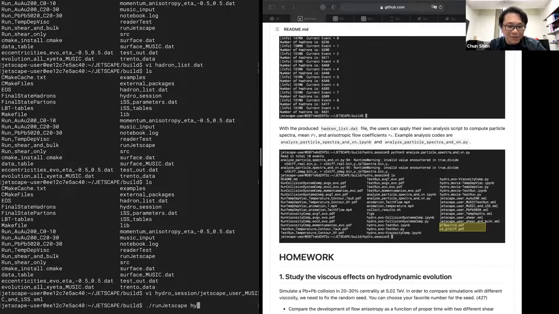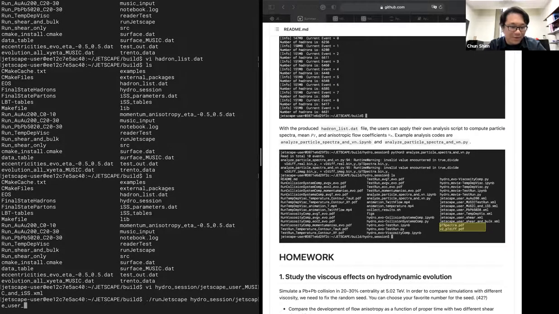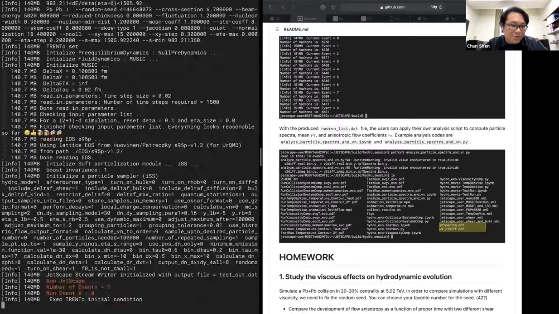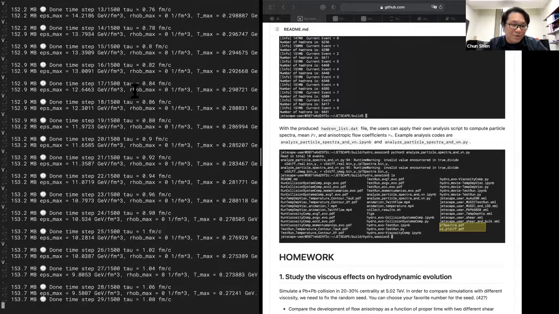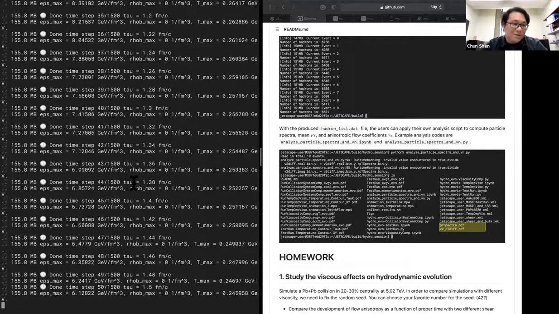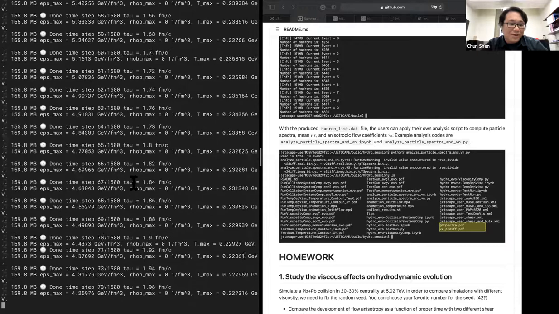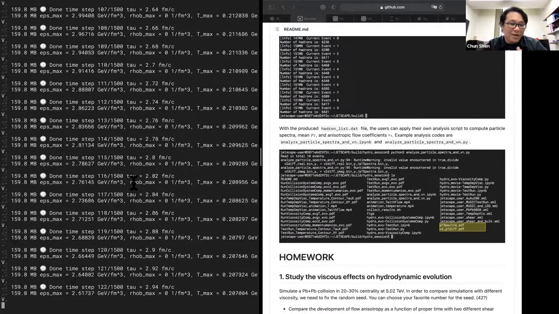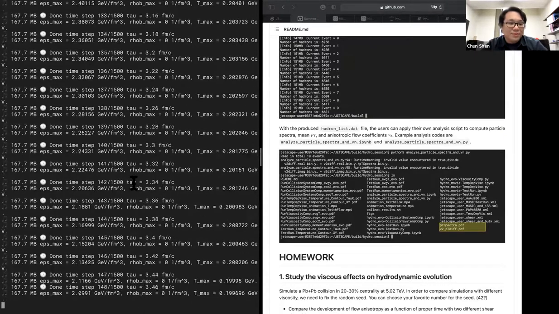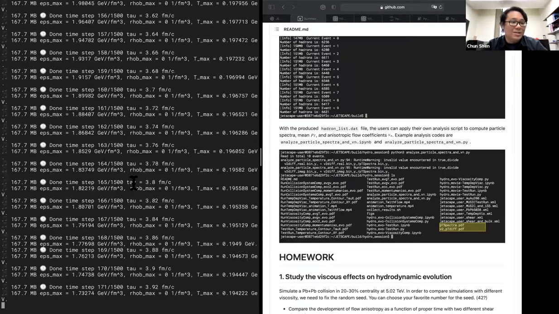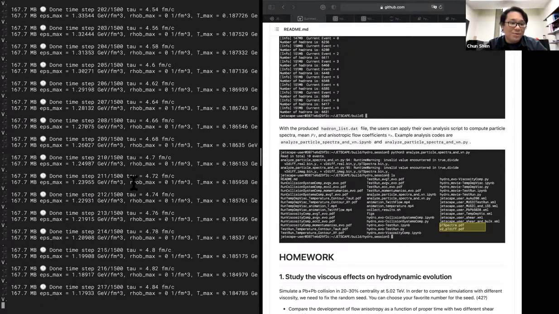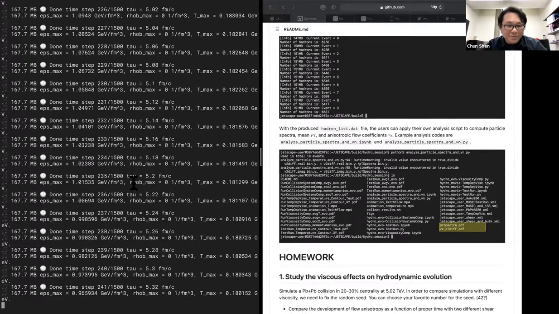I also have 3 realistic events from this case. They are not oversampled in this setup. So if you just run this way, you will see that the hydro starts to run the first event. After that, it will run the particleization for this event, and then start the hydro again. So that would be more realistic runs, but it's usually time consuming to accumulate enough statistics.